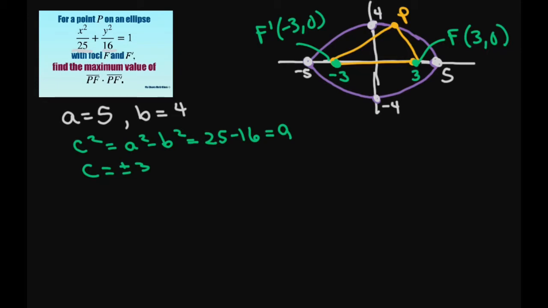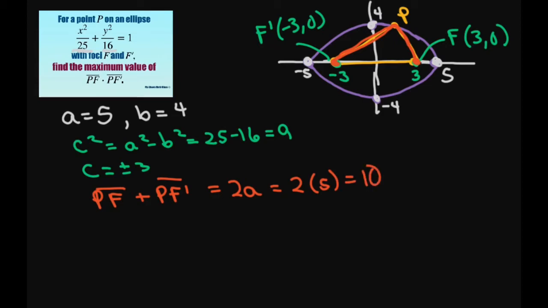All right, now that we have all that settled, let's look and see what PF plus PF prime equals. If we do PF, this length, plus PF prime, by definition of an ellipse, that means that's going to be 2 times a. So this whole length is 2a, and our a is 5, so 2 times 5 equals 10.